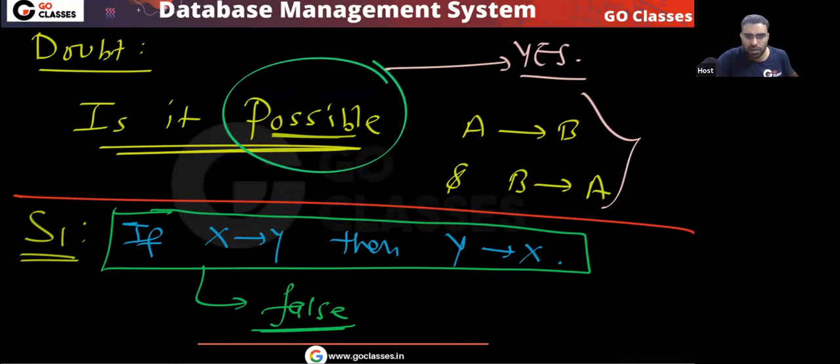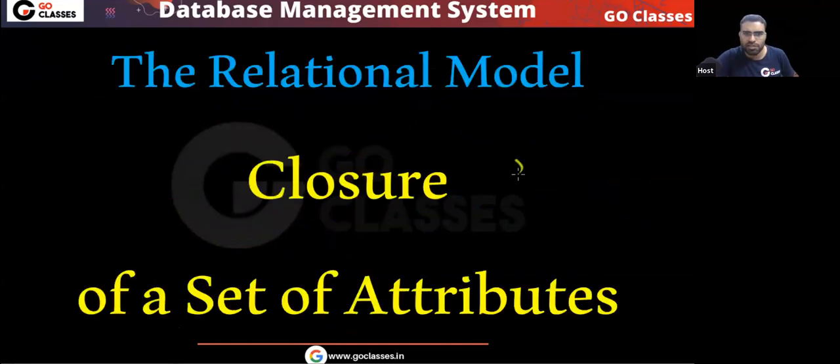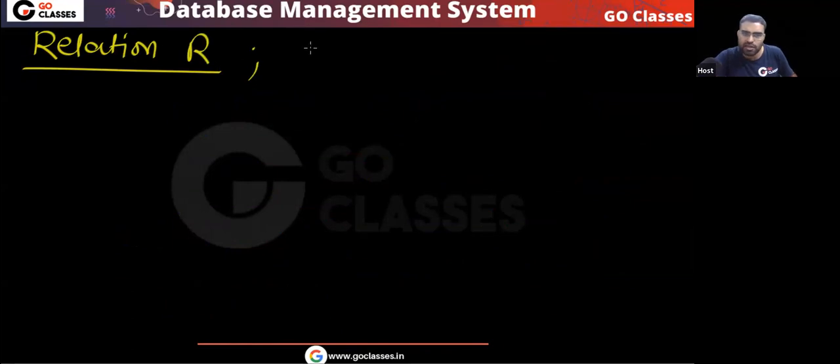Okay, very simple. Now let's move on and see closure of a set of attributes. This is a very simple and interesting topic. What is this concept? Closure of set of attributes. Let's assume you have a relation schema, a relation R. On this relation R, some functional dependencies are defined. FDs. The set of FDs are defined.